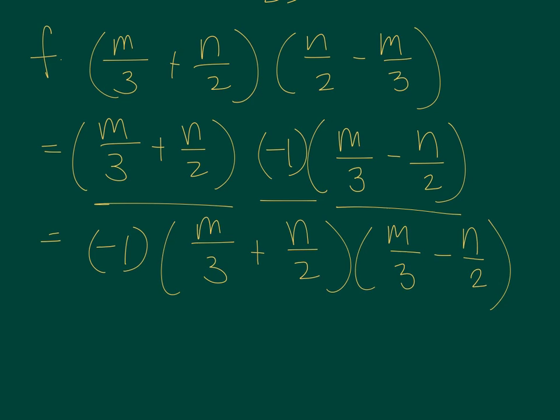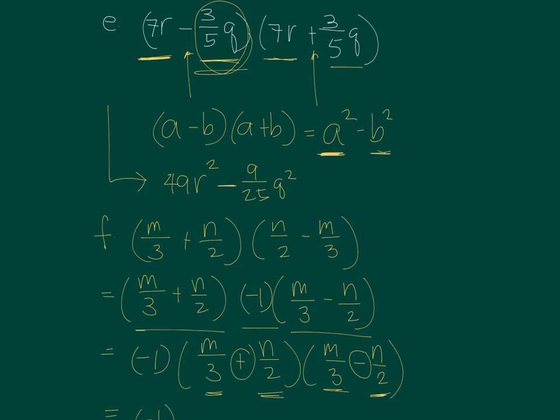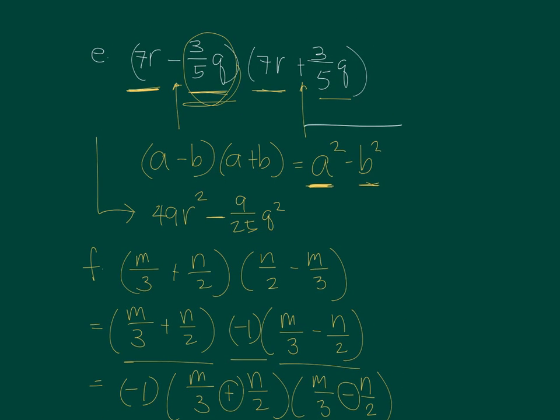Now, if you didn't get why we factored out negative 1, our goal is to make them both start with m over 3, and then they both end with n over 2. Since the first one is the sum of m over 3 and n over 2, and the second one is the difference of m over 3 and n over 2, you could see that this also follows the form of a plus b times a minus b. If you look at the formula for a plus b times a minus b, anything of that form will result in the square of a minus the square of b.